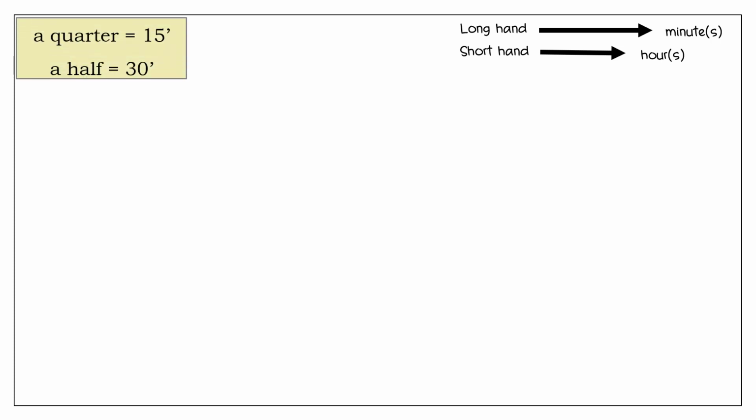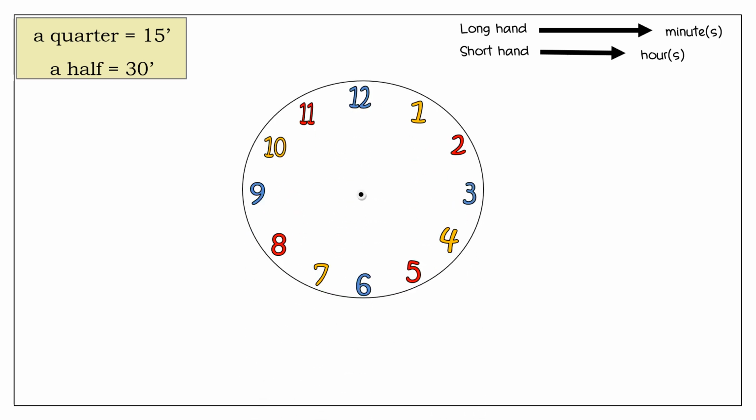Okay, so a clock has numbers and hands. The long hand shows the minutes. The short hand shows the hours. A quarter means 15 minutes and a half means 30 minutes. Now, please look at the clock.